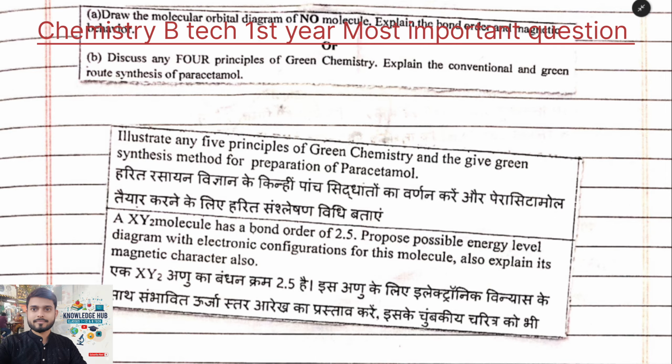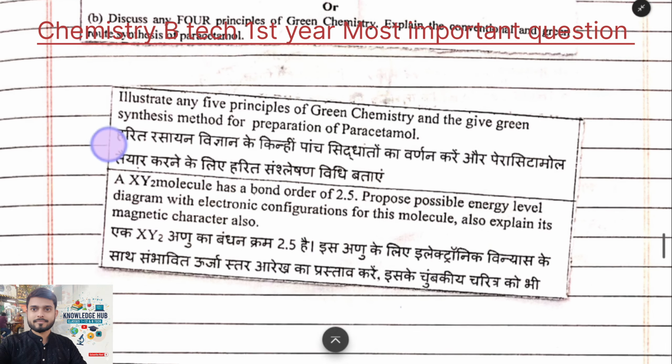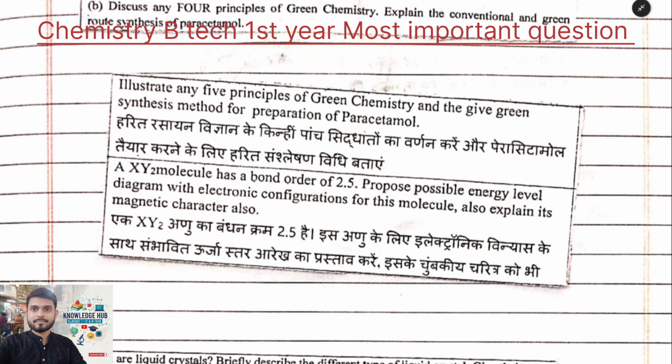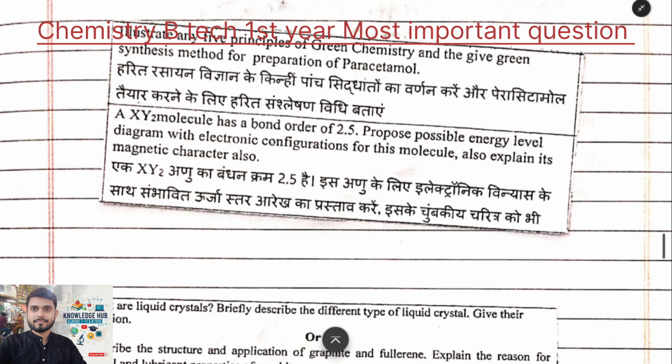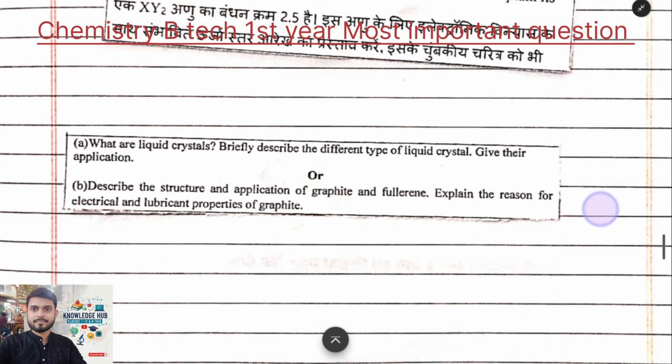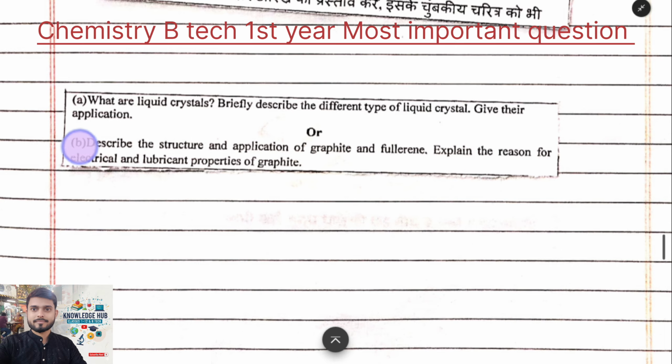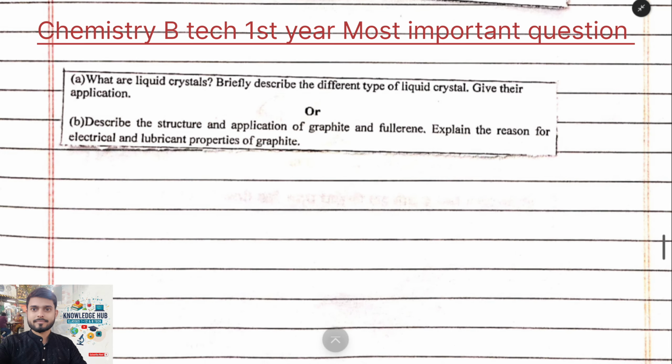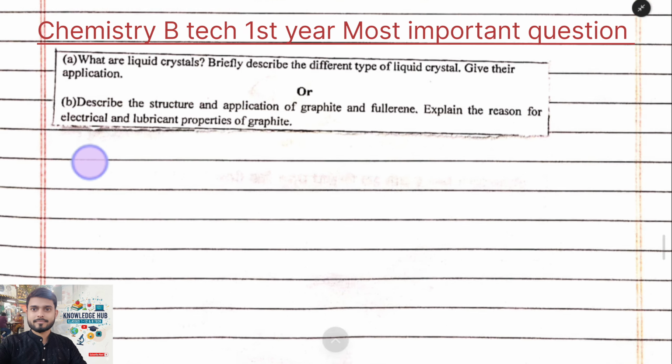Illustrate any five principles of green chemistry and give the green synthesis method of preparation of paracetamol. This is basically made up of paracetamol. Now, an AXY2 molecule has a bond order of 2.5. Propose a possible energy level diagram with the electron configuration of this molecule, and also explain its magnetic characteristics. Now the other question is: what are liquid crystals? Briefly describe the different types of liquid crystals. Give any application.